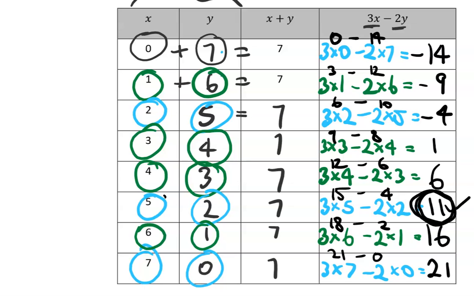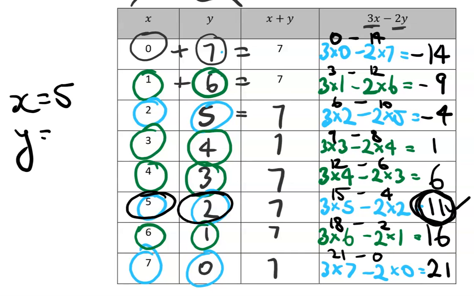My numbers are 5 and 2. So x is equal to 5 and y is equal to 2 because those two numbers will satisfy both equations. When x is 5 and y is 2, 5 plus 2 equals 7. And when x is 5 and y is 2, 3 lots of 5, take away 2 lots of 2 is 11, which is exactly what I need. So our answer, x is 5, y is 2.